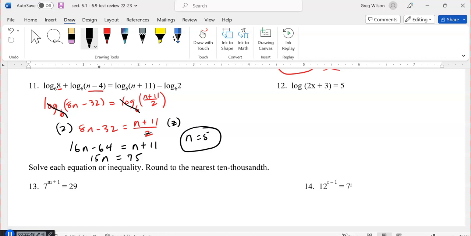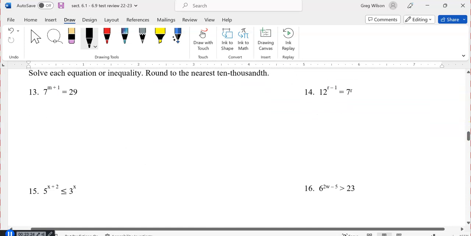I'm going to turn this into exponential form. I notice there is no base showing, so it's understood to be 10. The exponent for 10 will be 5, and I let that equal the expression 2x plus 3. So you can go to your calculator. It's 10 to the 5th. Subtract 3. Divide by 2. And you get x is 49,998.5.